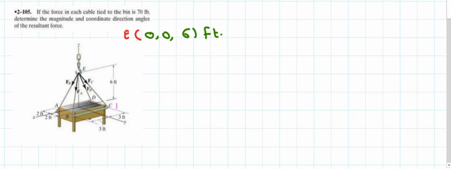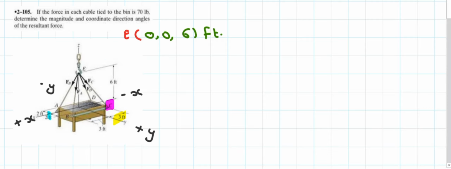Now, let's talk about point C. Point C basically lies on the xy plane. You can see this is our positive x-axis and this is our negative x-axis, and similarly this is our positive y-axis and on the other side it is our negative y-axis. So point C lies in the xy plane, so there is no z value in point C. This 3 foot distance is the x value in point C and it is a negative x value because this distance is indicated into the screen, that's why.